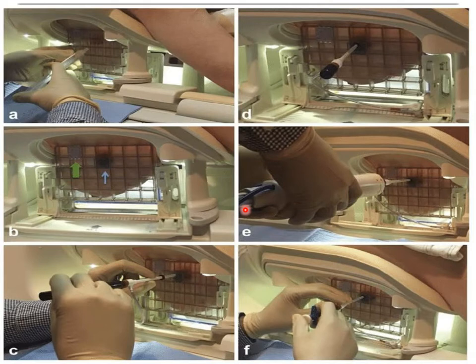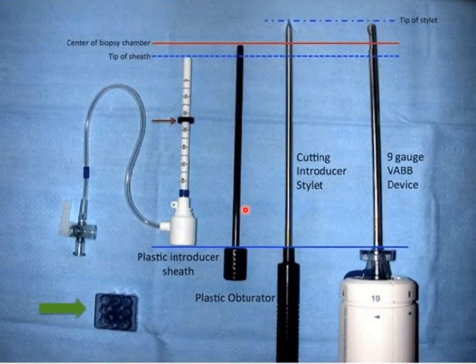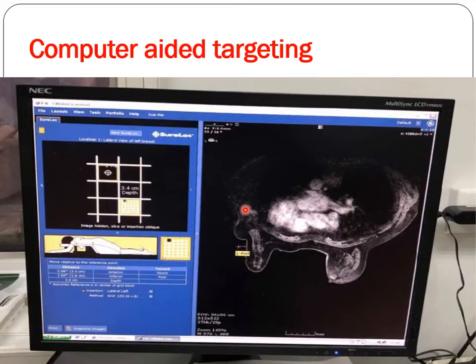And this is a dedicated or special tool used during breast MRI guided biopsy. As you see here, there is a fixation tool and a special tool for taking the biopsy. And also the computer-aided targeting, as shown in this picture, tells you the exact site for the introduction of the biopsy needle, in which of the squares, and also whether it's cranially or caudally in every single square.